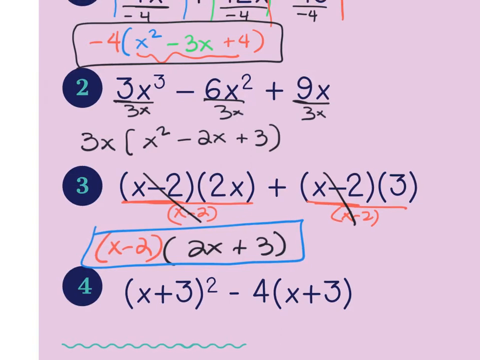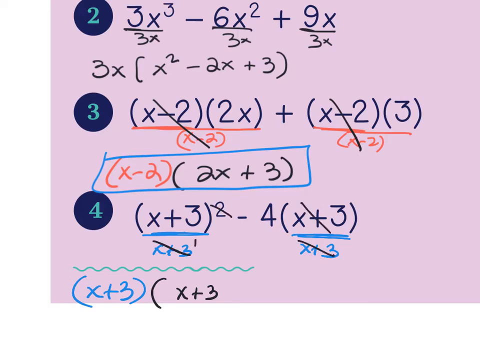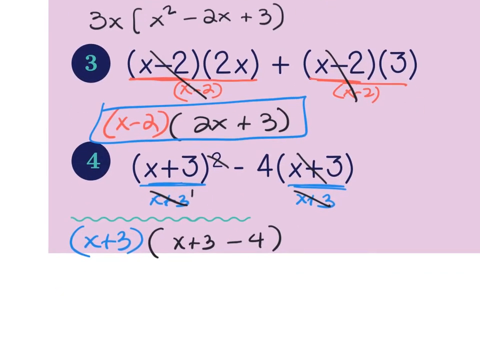Same thing on the next one. My GCF here is the x plus 3. So I'll write that GCF on the outside, and now I'm going to write what I have left over after I divide. So this could take away one of them, and then here I'm left with just the 4. I can combine my like terms here, and I'm left with the x plus 3, which was the GCF, and then positive 3 minus 1, minus 4 is negative 1.